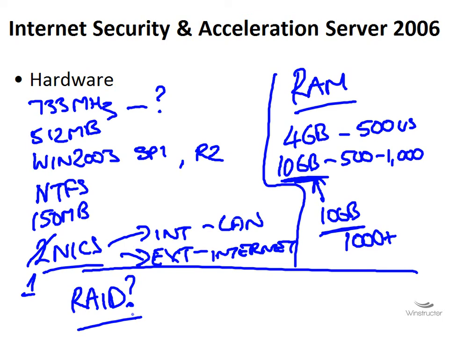Now, we also talked about the different scenarios in which you can deploy ISA server, and in most cases, you'll be dealing with a back-end deployment with a DMZ for your internet-facing servers.